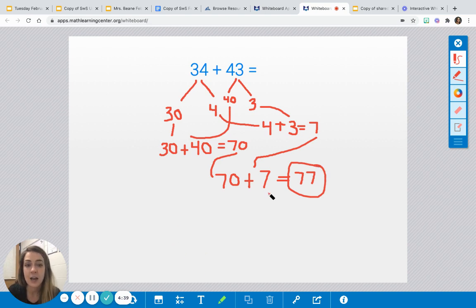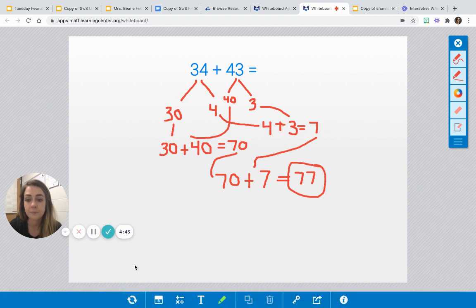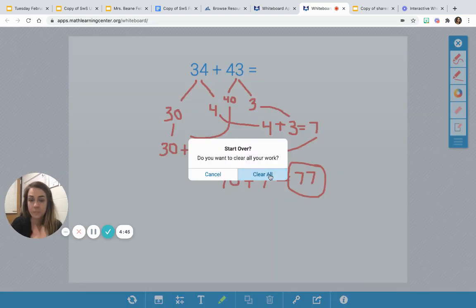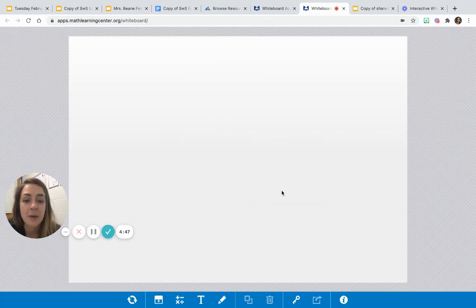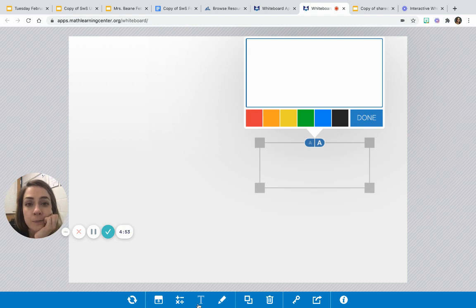All right, I'm going to erase it and we're going to do another one. And this time, I'm going to show you how it might work for subtraction because you can do it for both. So now I want to know what 67 minus 25 equals.